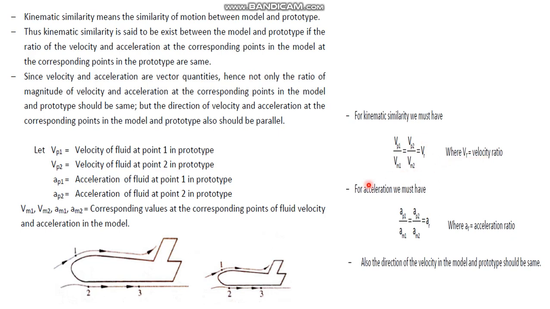In the same manner, the acceleration AP1 divided by the acceleration AM1, that is, the acceleration at this point divided by the acceleration at this point, should be equal to the acceleration at this point divided by the acceleration at this point. Then I can say that it is kinematically similar, and this is called the acceleration ratio. So this is all about the kinematic similarity.